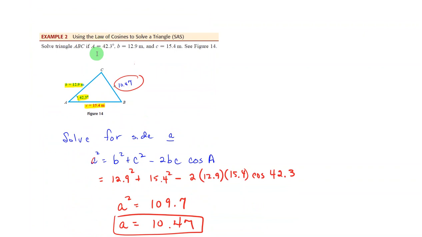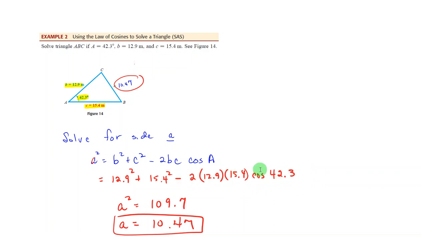So in this one, solve this triangle if you are given this angle and b and c. In order to do that, we've got to solve for side a, and we don't have anything that we could use the law of sines to do that. So we'll start out with a squared equals, and we'll use that formula there. And then from there, we're just going to plug in the pieces that we do have. So 12.9 squared plus 15.4 squared minus 2 times both those sides times cosine of 42.3.